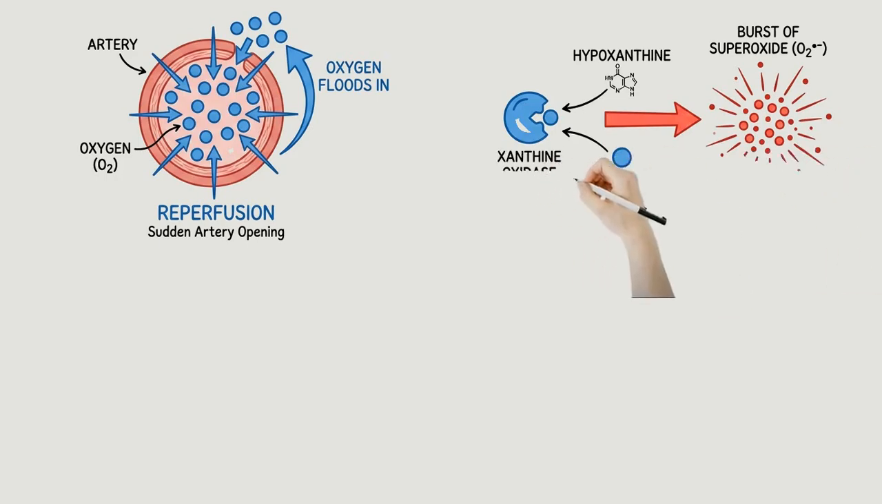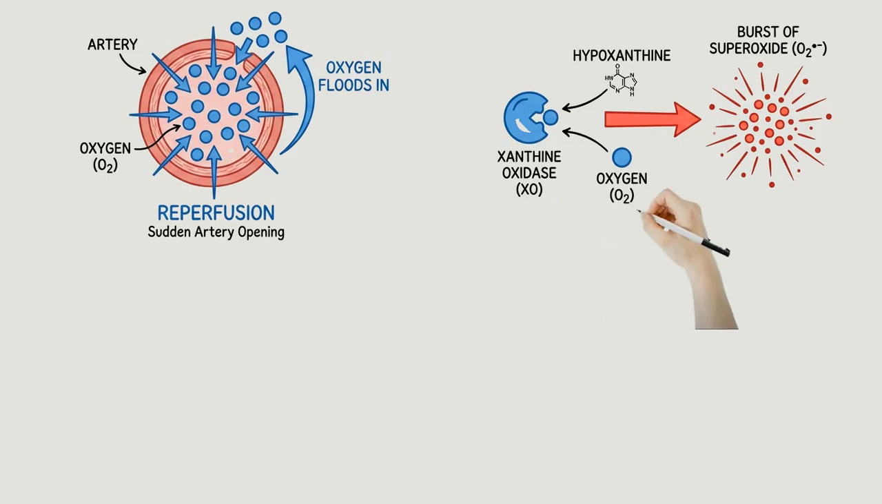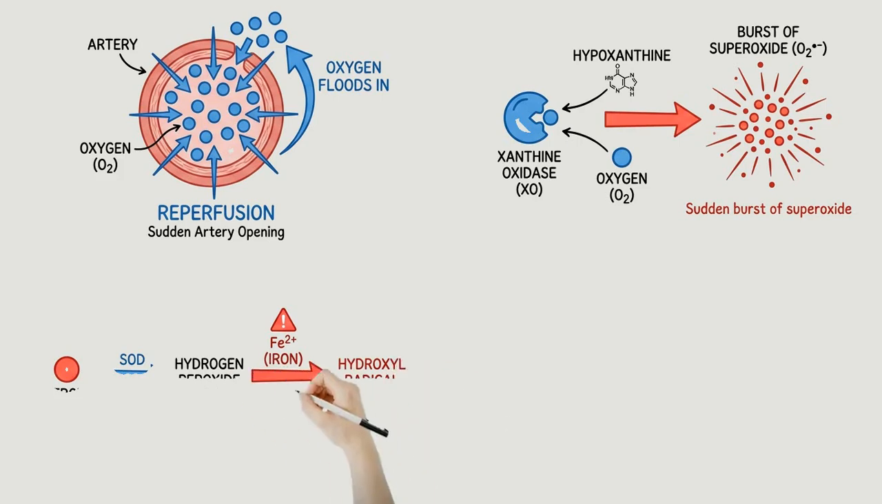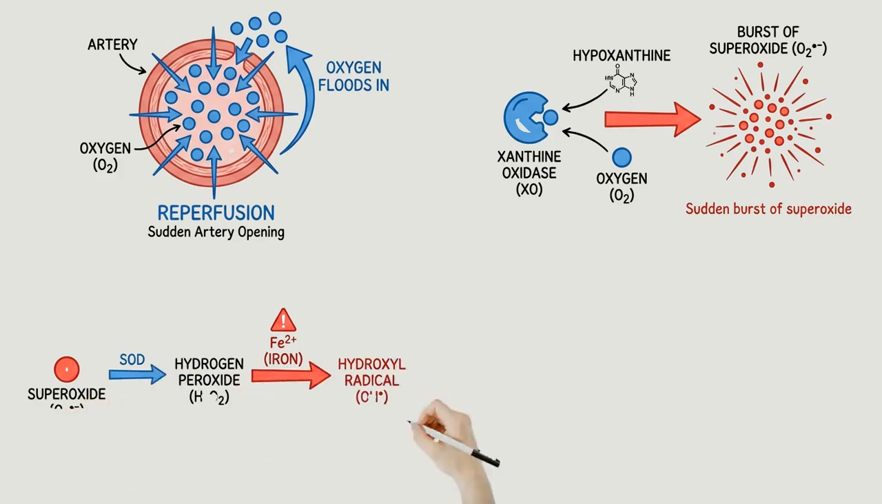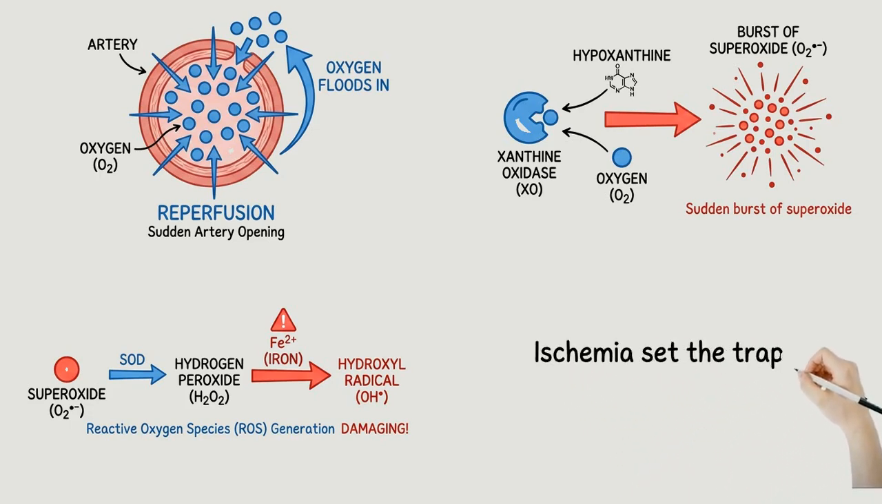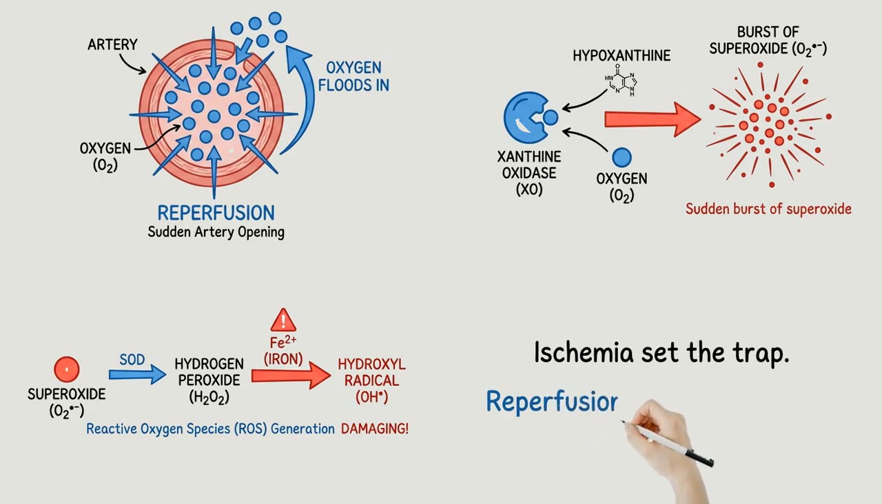XO converts hypoxanthine to uric acid, and as it does, it dumps electrons directly onto oxygen, producing a sudden burst of superoxide. Superoxide becomes hydrogen peroxide. Hydrogen peroxide meets iron through the Fenton reaction and generates hydroxyl radical, the most destructive species. In the first few minutes of reperfusion, there is a storm of ROS generation that overwhelms antioxidant defenses. That's why tissue damage can be worse after reperfusion than during ischemia itself.